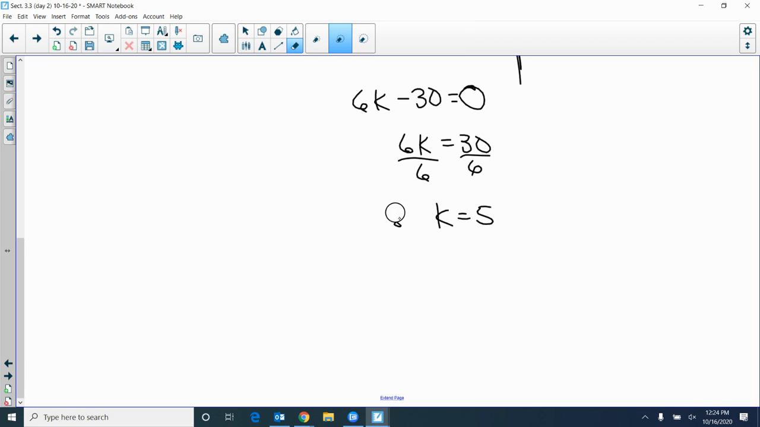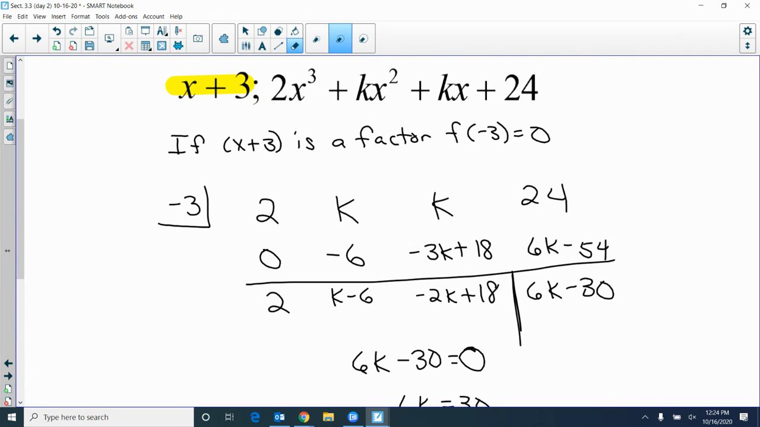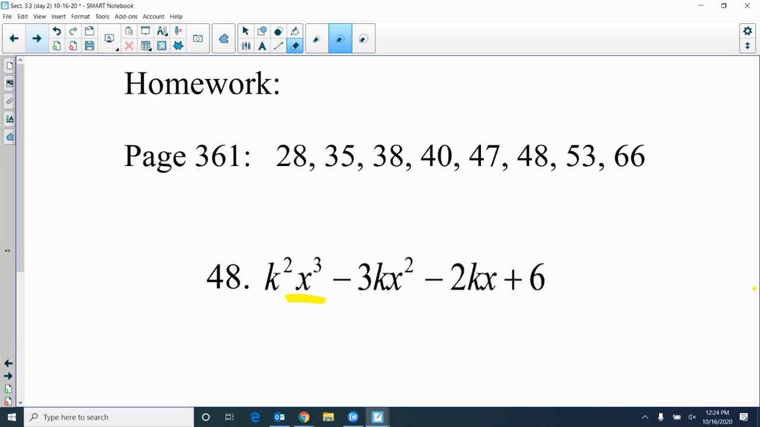All right, so that's kind of how you go about that. All right, so 2 key things: factor theorem, remainder theorem. When we're doing synthetic division, whatever this is, that's f of negative 3. And if it's a 0, that means we got a factor. All right, I know you have a little bit of time here. Get done as much as you can. On 48, it's in the book wrong. It doesn't have the x cubed there. Make sure that when you write down the problem, it should say k squared x cubed. Okay, there's a typo there.